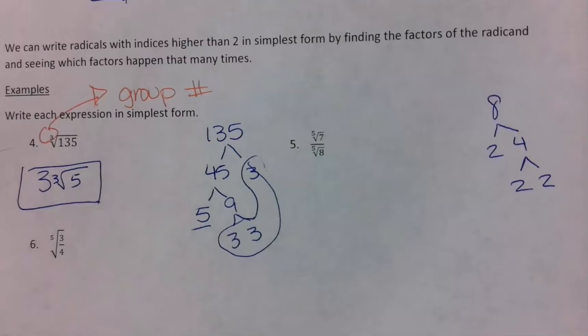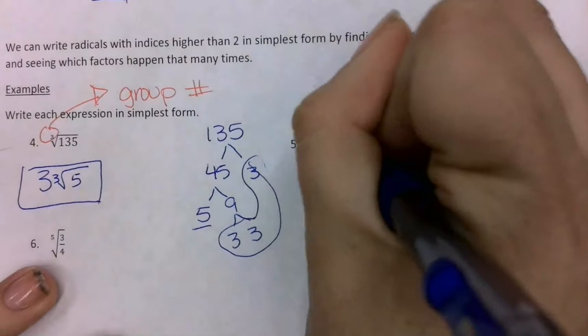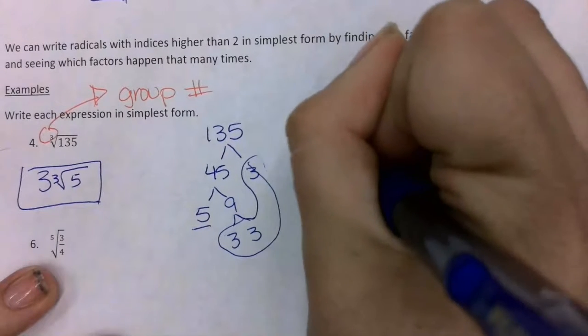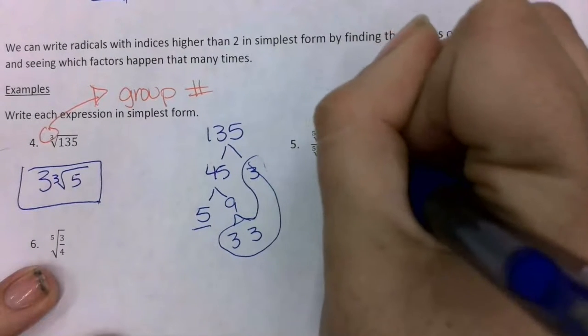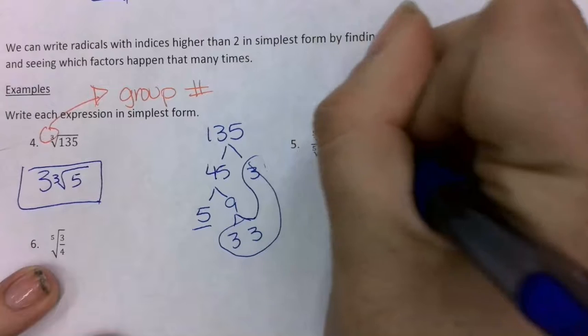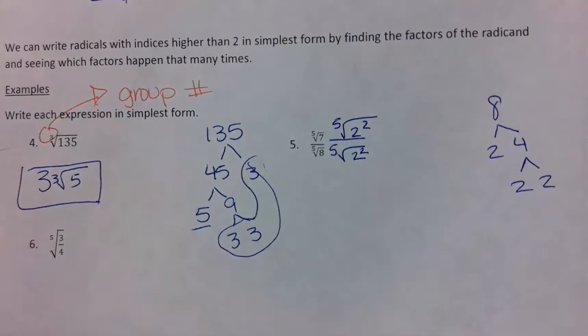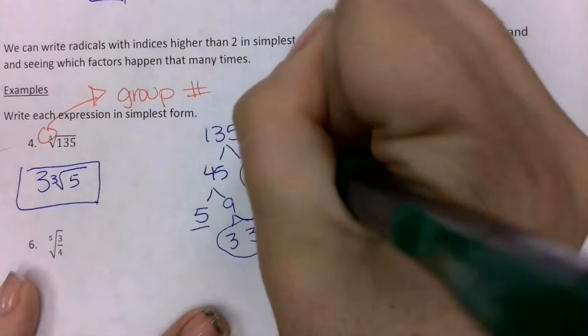Because 8's on the bottom? No. How many more would I need to multiply by to make it a group of 5? How many 2s am I missing? 2. Okay, so I'm going to multiply both the top and bottom because I can't have radicals on the bottom.